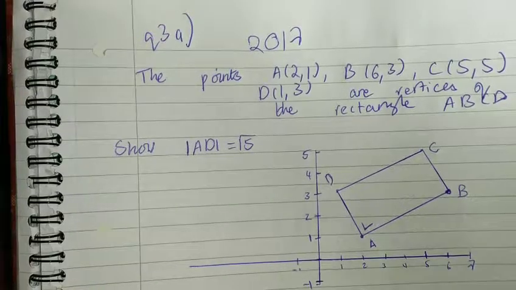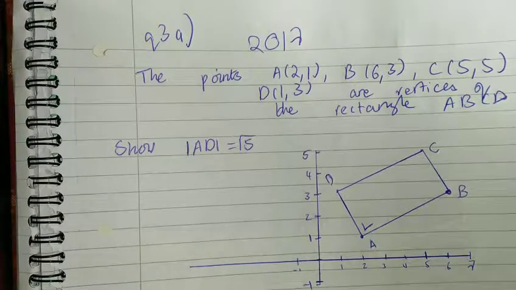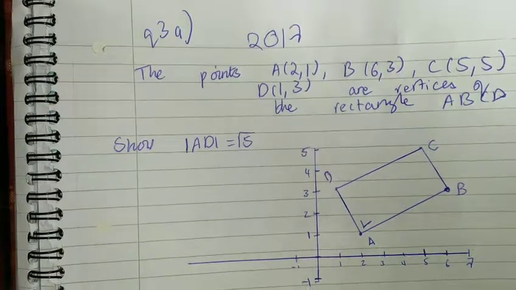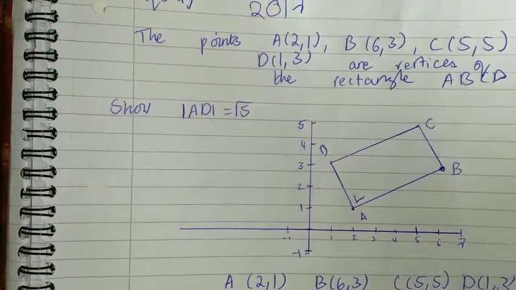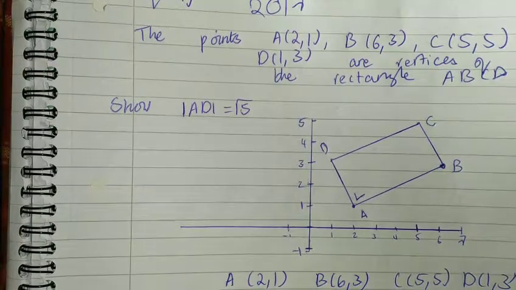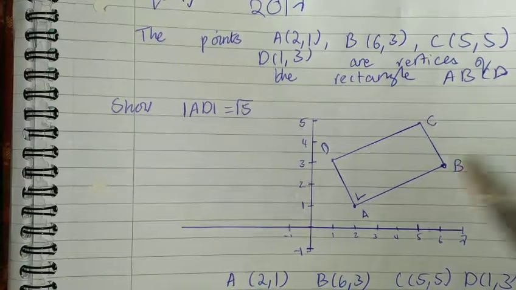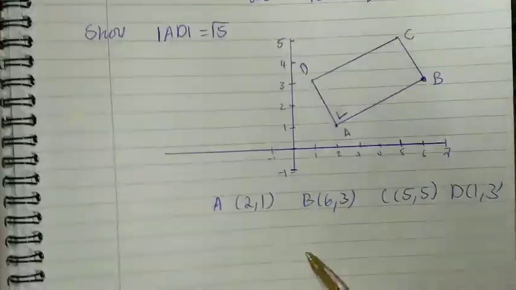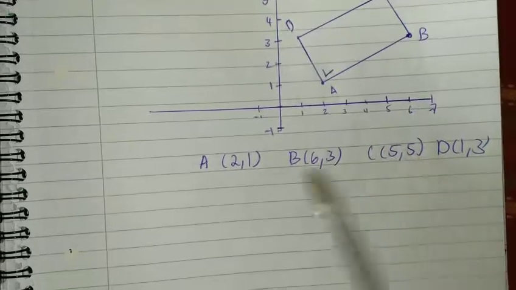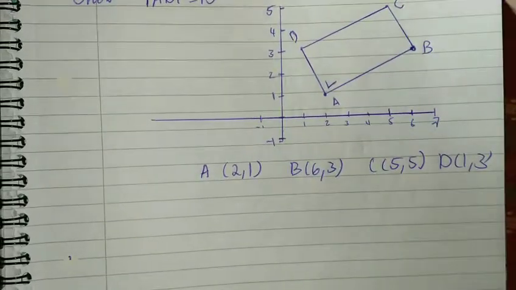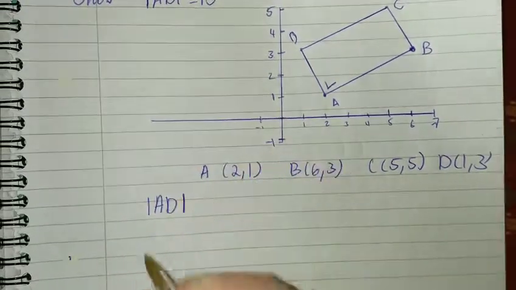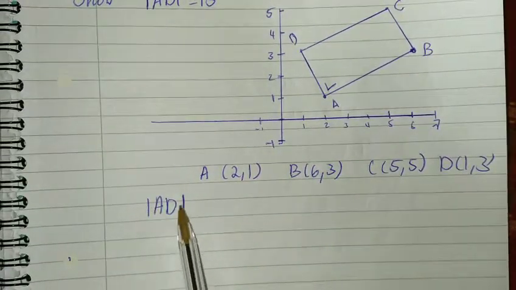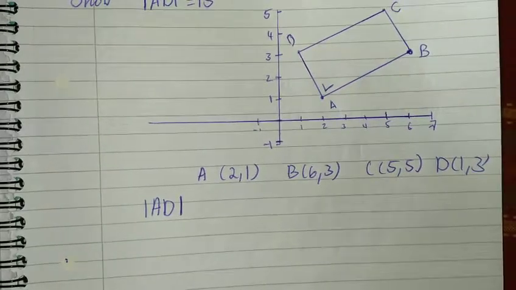So here we have the 2017, this is question 3A, Leaving Cert Ordinary Level, and this is a question on coordinate geometry. So we're told the points A, which is (2, 1), B, which is (6, 3), C, which is (5, 5), and D, which is (1, 3), are vertices of the rectangle ABCD. So that just means they're the corners of the rectangle. So they're the points that they've given us, and we are asked to show that AD is square root 5 units.